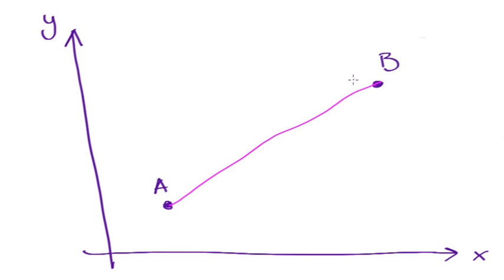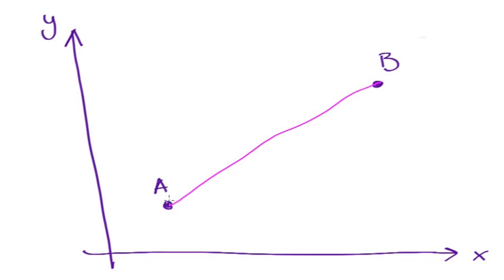Hello everybody, today we're going to talk about the distance formula and how you use it to find the distance between two points. So let's say you have a point A here and a point B here. And somebody out there is like, yeah, find me the length of the line that connects points A and B. How do we do that?